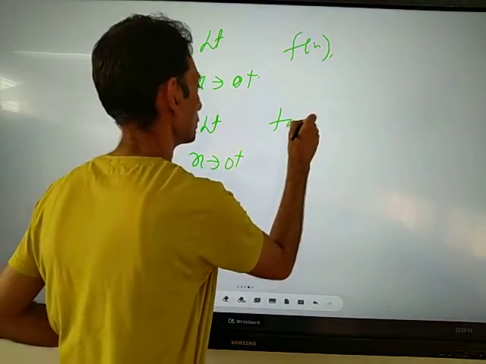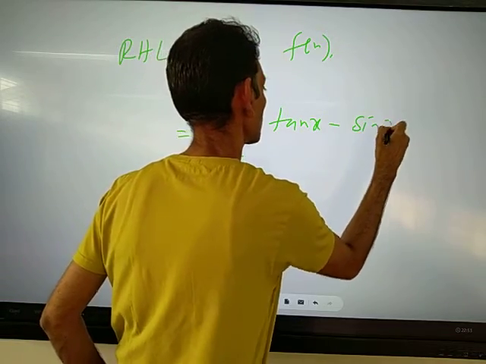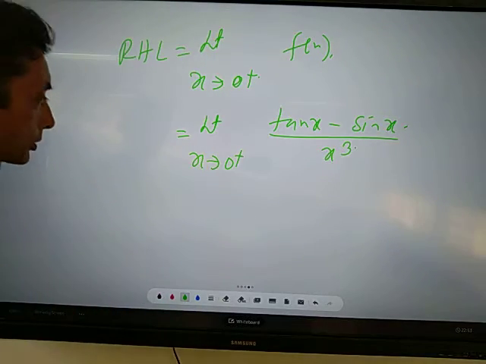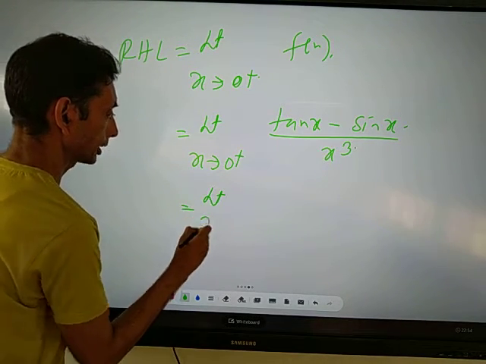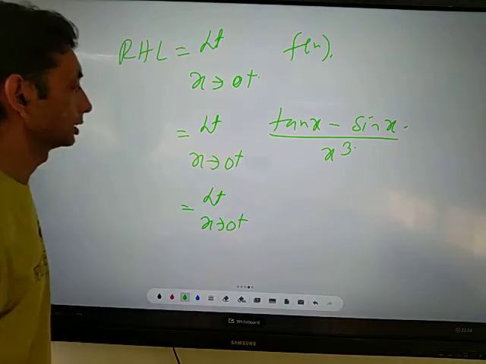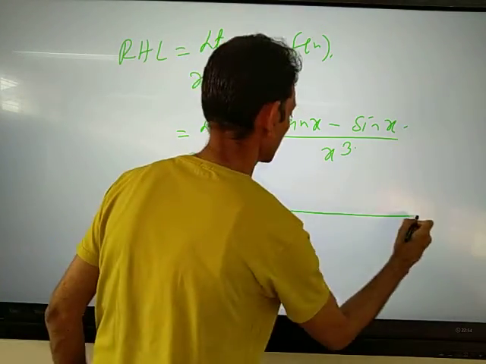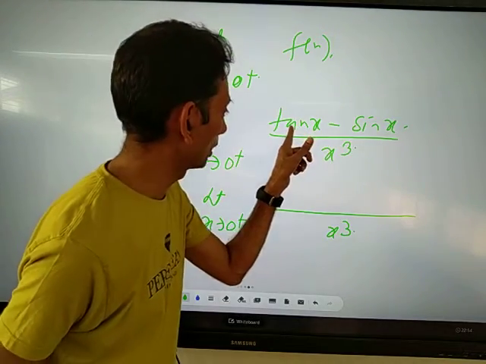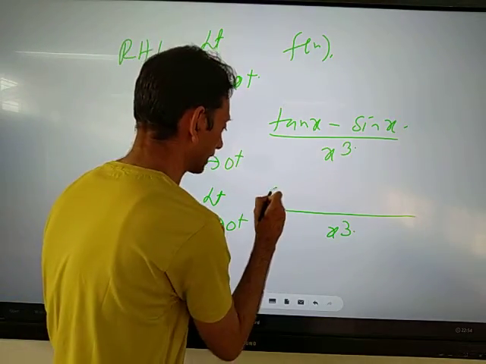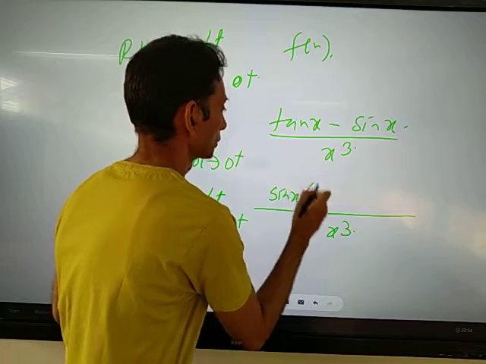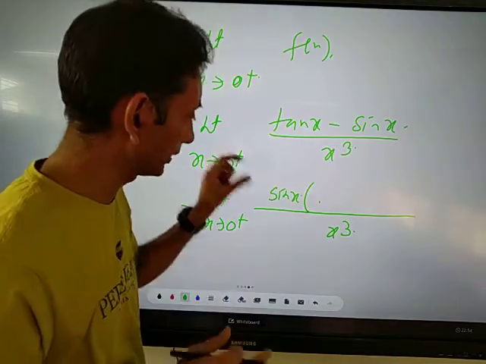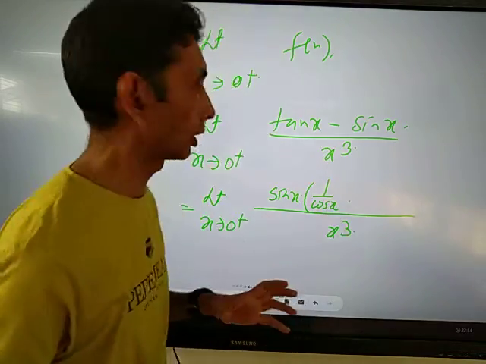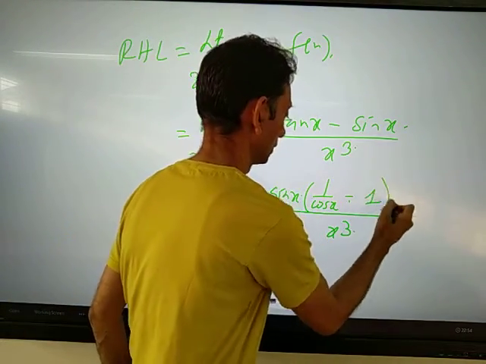So this is equal to limit x approaches 0 plus of tan x minus sin x upon x cube. From the numerator, we'll take sin x common. Tan x is sin x by cos x, so if we take sin x out, what remains is 1 by cos x minus 1.